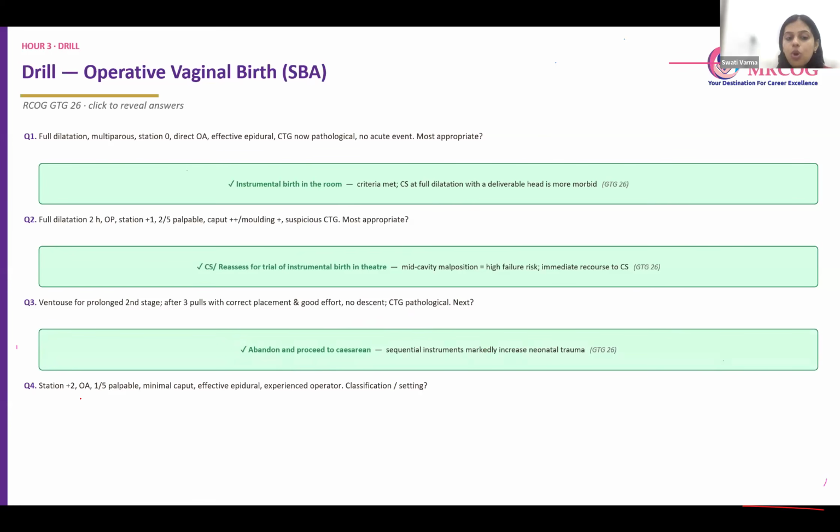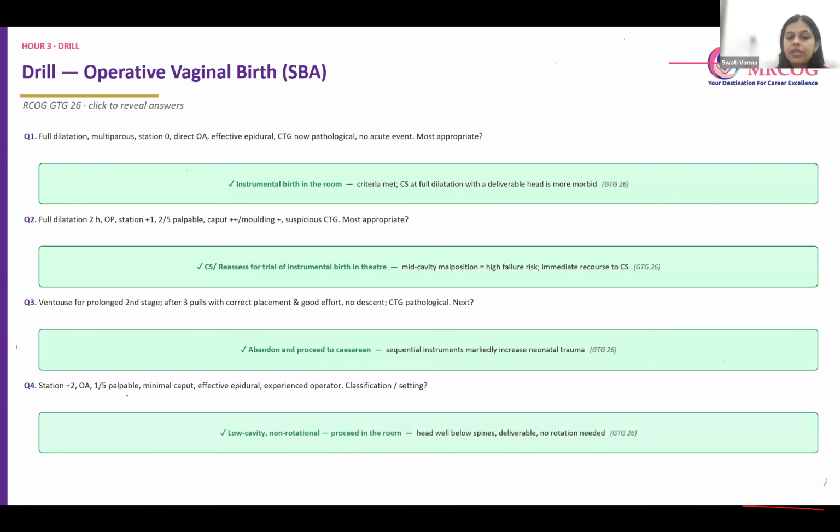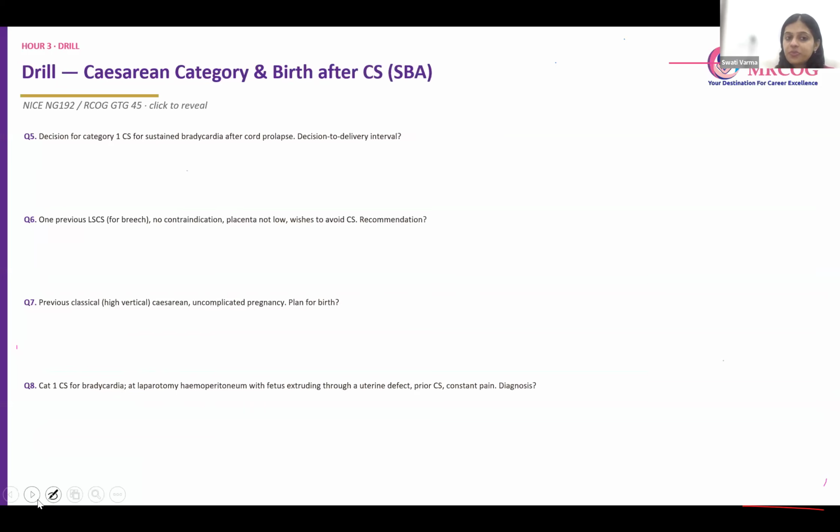Station +2, occipito anterior, head 1/5 palpable, minimal caput, effective epidural, experienced operator. So this nothing contraindicates. So we can do a low cavity non-rotational forceps. We can apply in the room. Head is well below spines, deliverable and no rotation needed since it is occipito anterior. So low cavity non-rotational in room we can do.